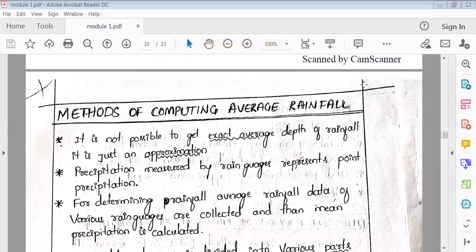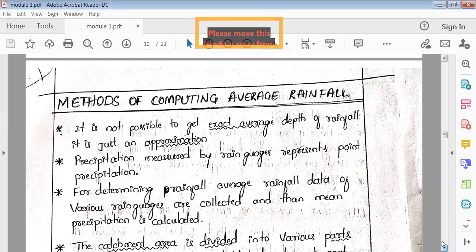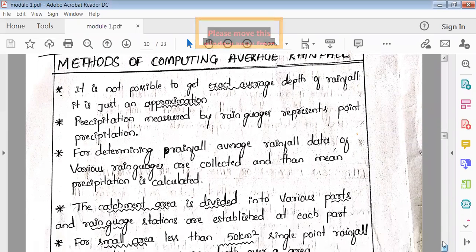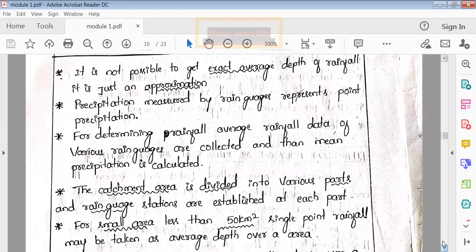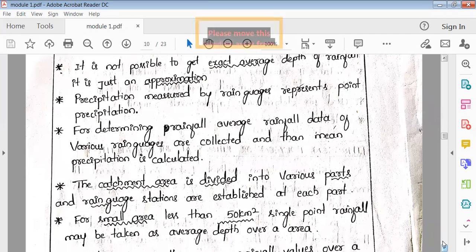Hello, everyone. So, the next concept is methods of computing average rainfall. There are various methods of calculating the average rainfall because at the end of the day, we need to calculate the total average rainfall of that particular day or that particular month or that particular year as such. So, it is all done by approximation. Throughout the year the rainfall will not be the same, so it is very uncertain. That's why, in order to calculate the average rainfall, we have three methods.